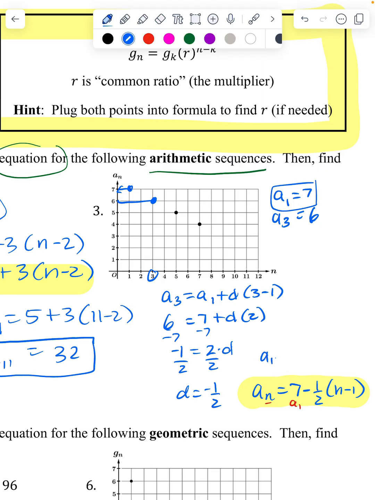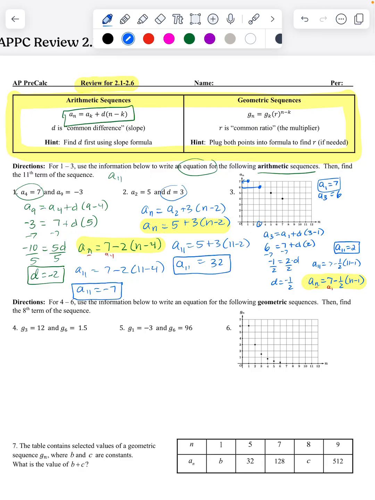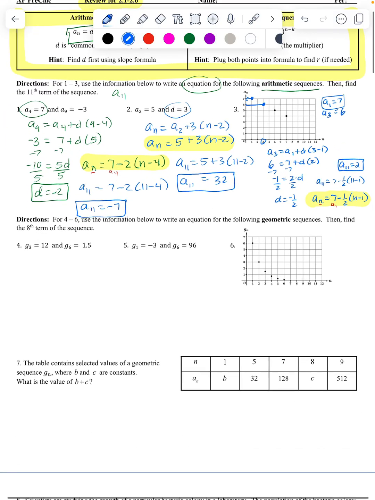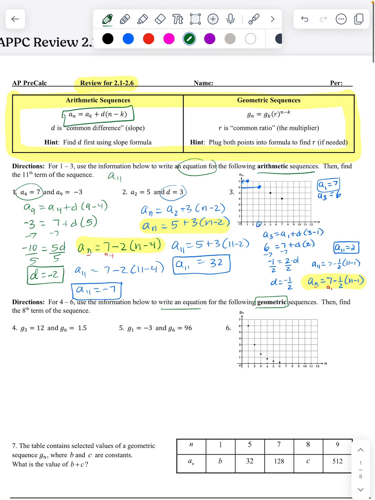I would plug my 11 into that equation, and I would get 2. So before you can find a specific term, you're going to need to be able to find that equation. That's kind of telling you how to use that formula and making sure that you know how. For 4 through 6, we're going to use the information to write an equation, but these are going to be geometric, so I'll be focusing on this formula over here and understanding that.